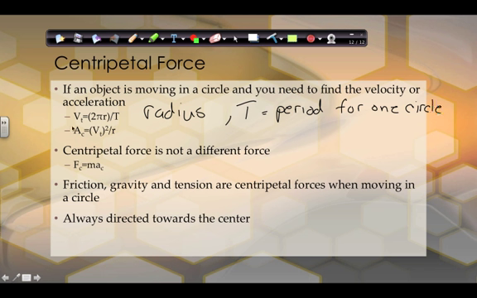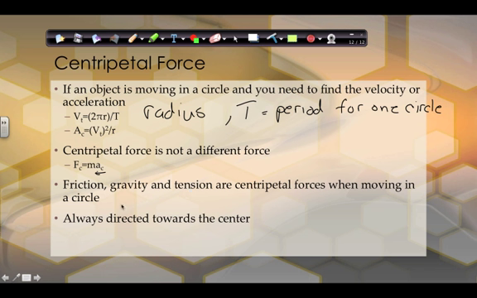Okay, so if you have something that's moving in a circle, since velocity is a vector, the velocity is constantly changing because the direction is constantly changing. The speed might not be changing though. All right, so centripetal force is really not a new force. You would still take the mass and multiply it by the acceleration. You just might need to find the centripetal acceleration though.